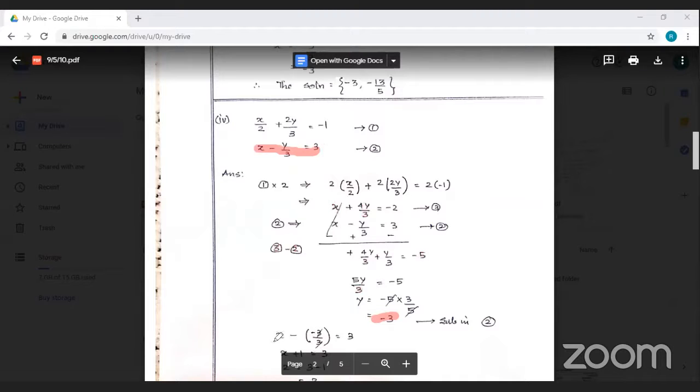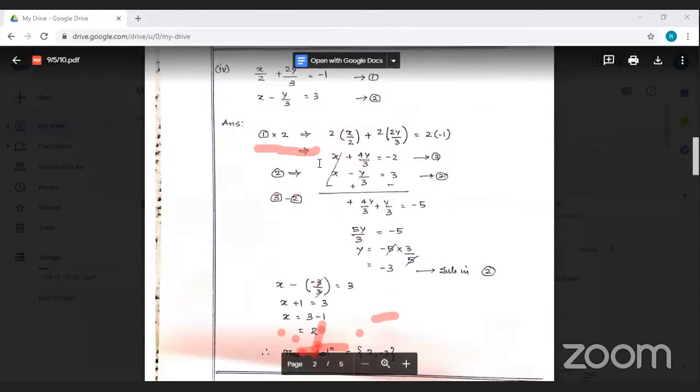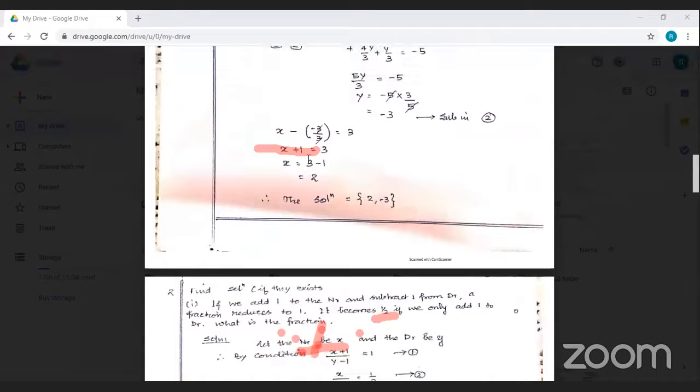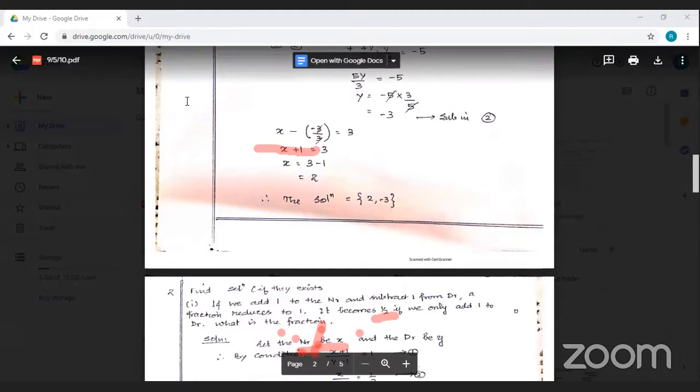Therefore, minus 3 by minus 3 will get cancelled. Therefore, minus into minus, it will be plus 1. Plus 1 is equal to 3. The plus 1 will go to that side. It will become minus 1.